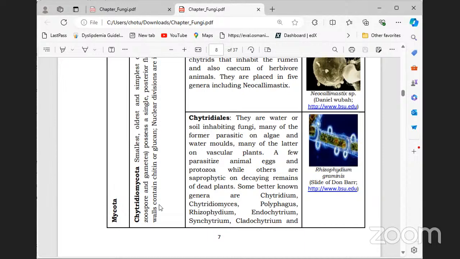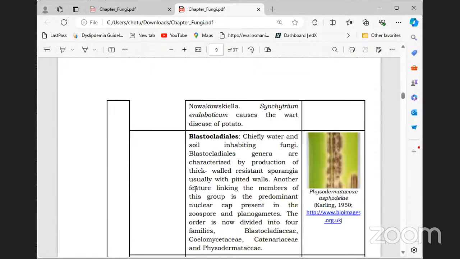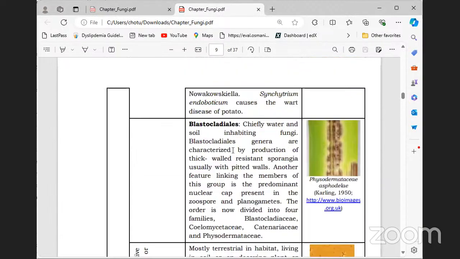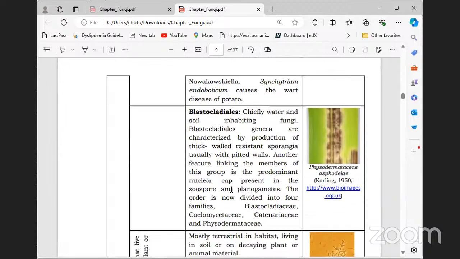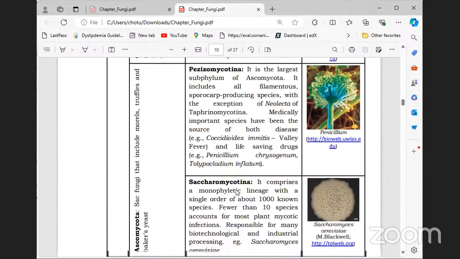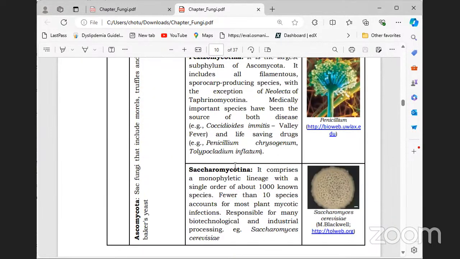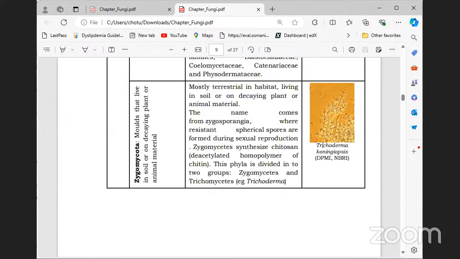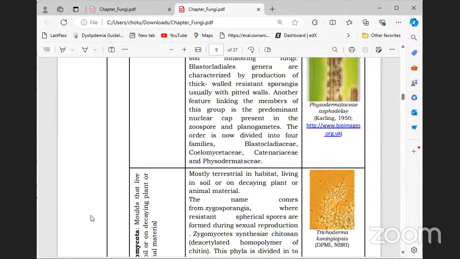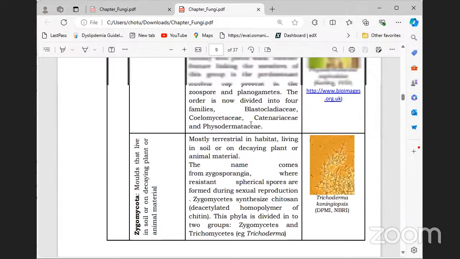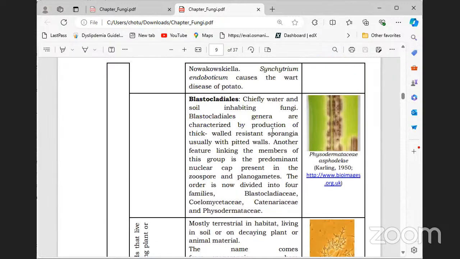Next, coming to another one, the second one, Zygomycota. Zygomycota includes the Blastocladiales, and coming to the Zygomycotina, and this one is the Ascomycotina. In Zygomycotina, you can observe molds. You can observe all types of molds that live in the soil or on decaying plant and animal material in this Zygomycotina.